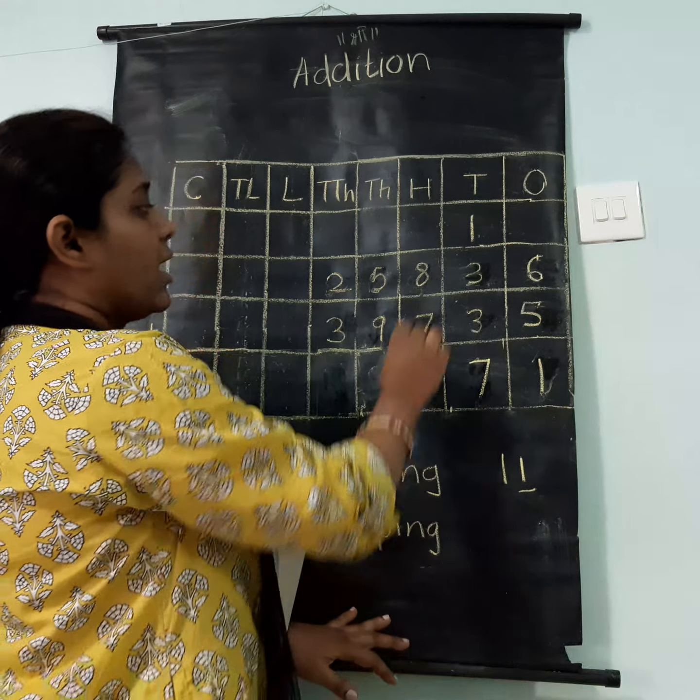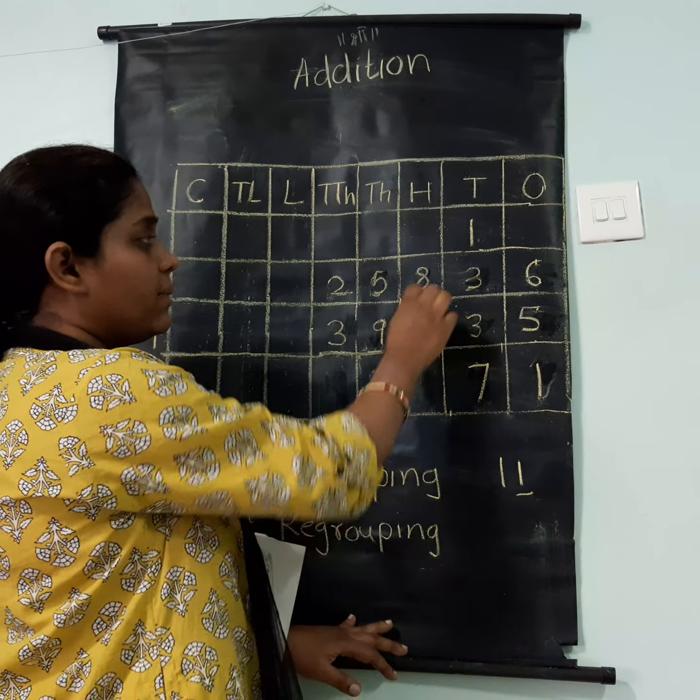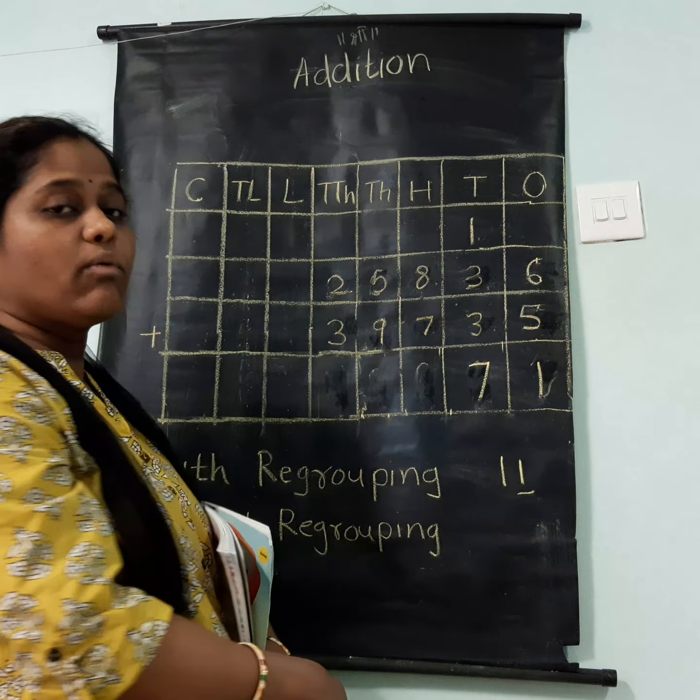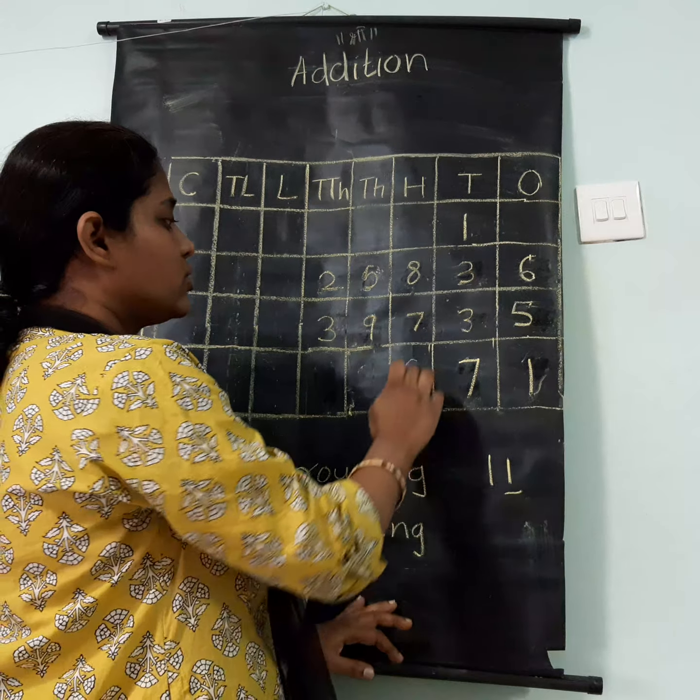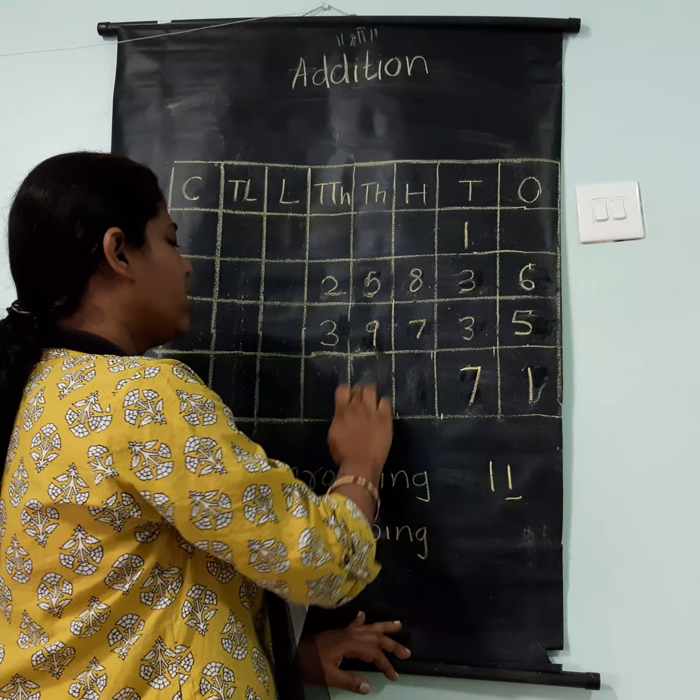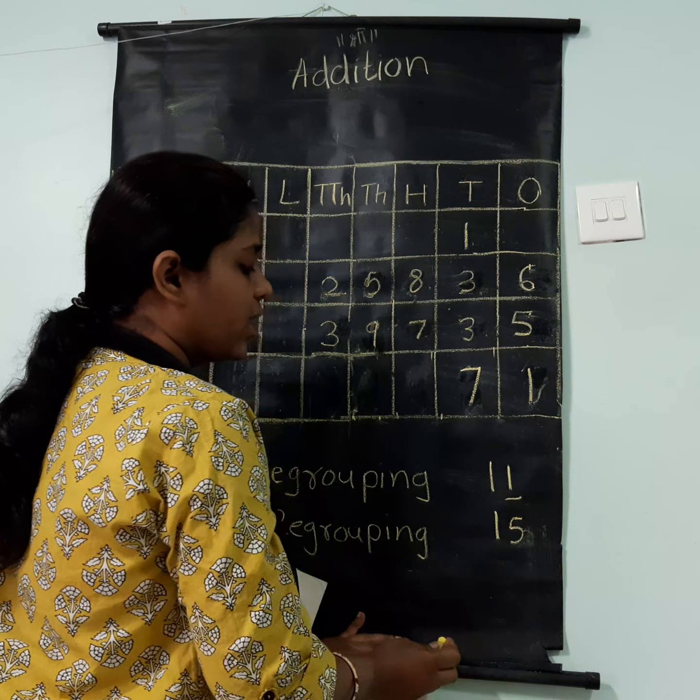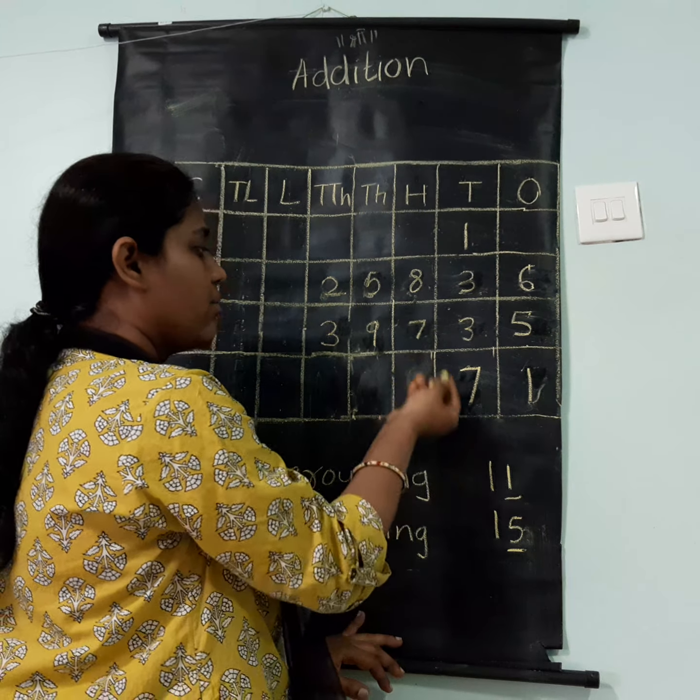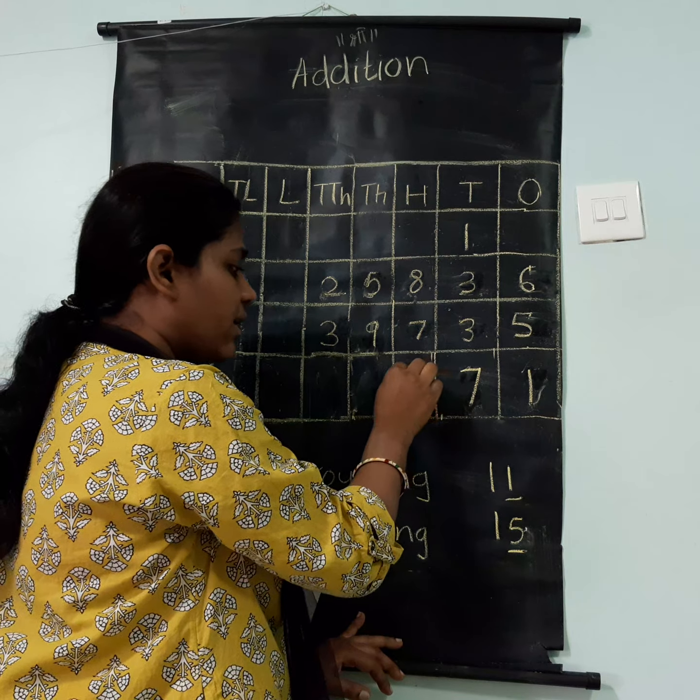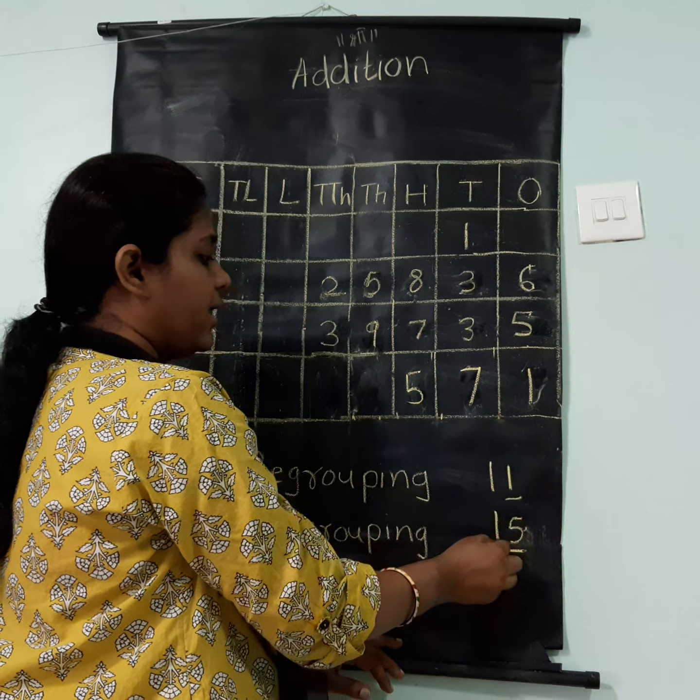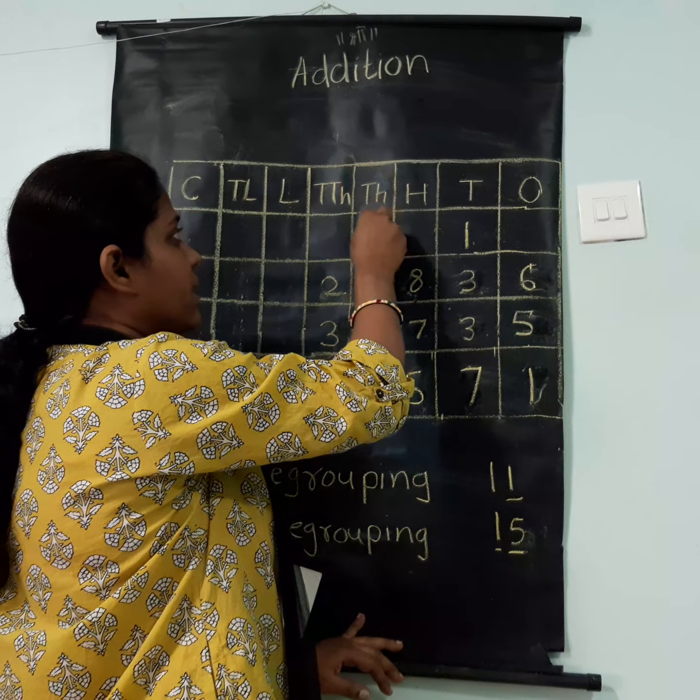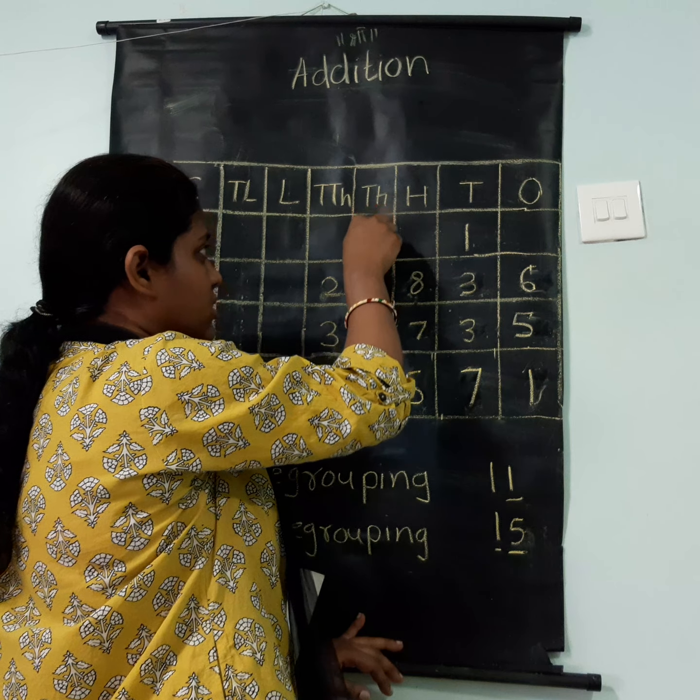Coming forward, 8 plus 7, what is the answer? 15. So again it is a 2-digit number. So what will I do now? Again, this is my answer, which is 2 digits. So I will write 5, because I have only 1 place, I will write 5 over here and I will carry this 1 to the next place value, that is 1000.